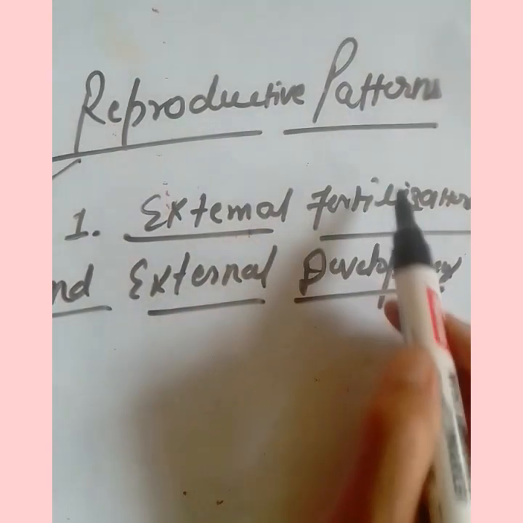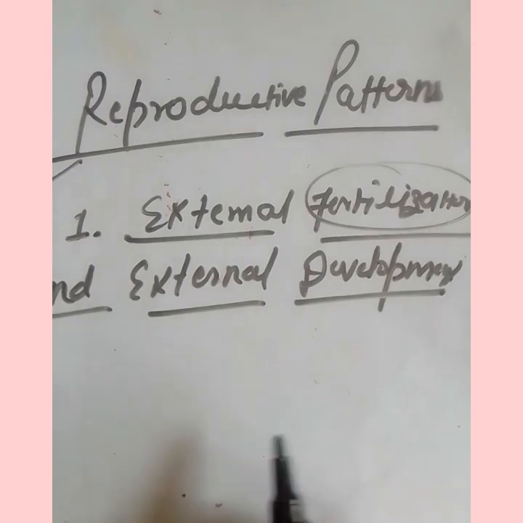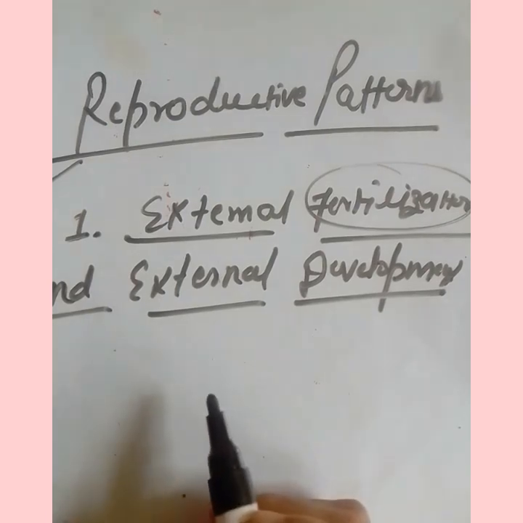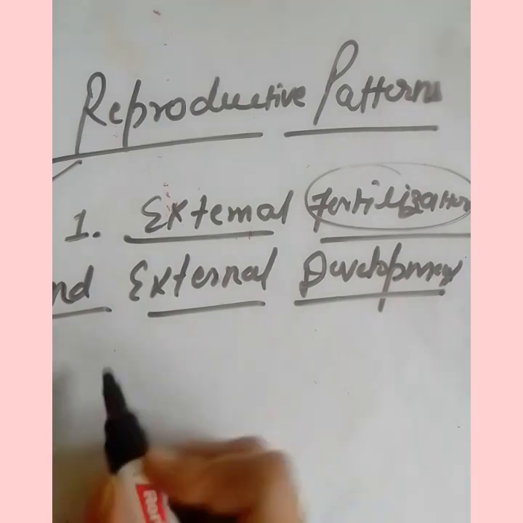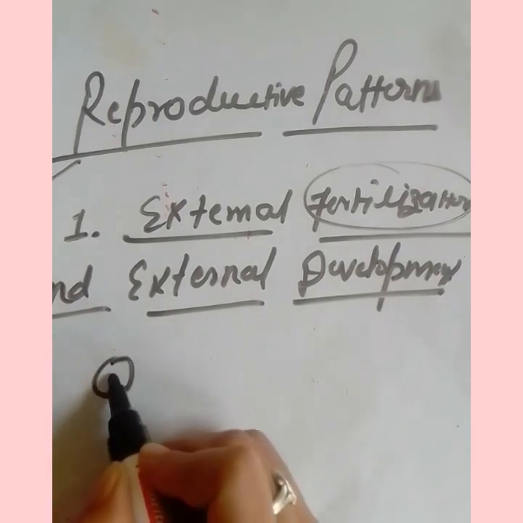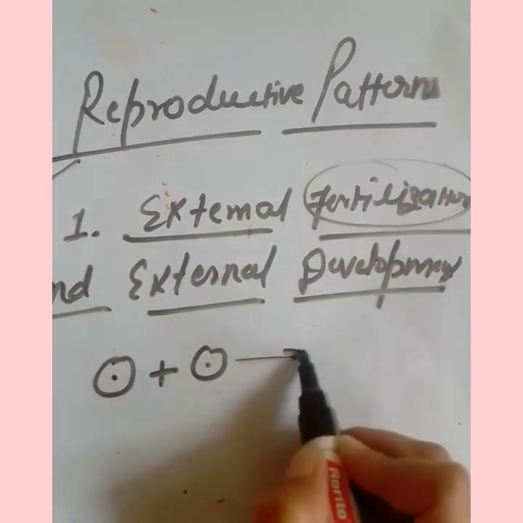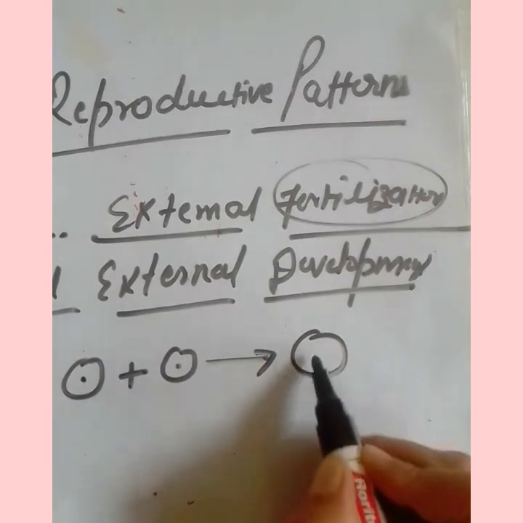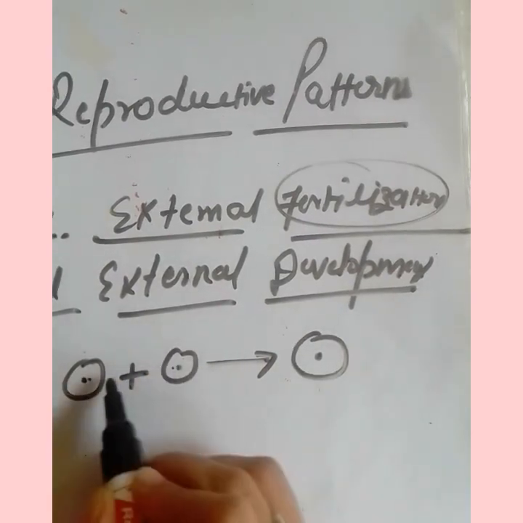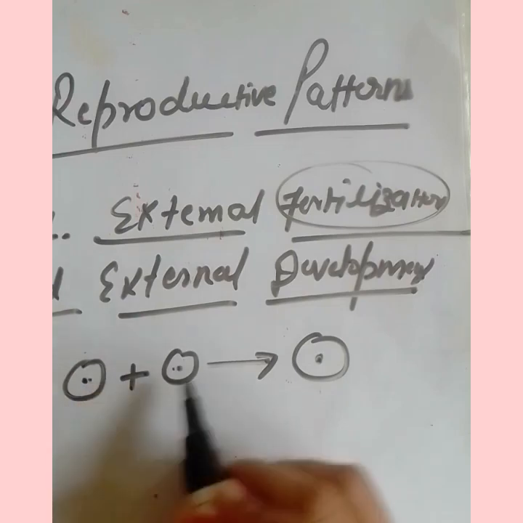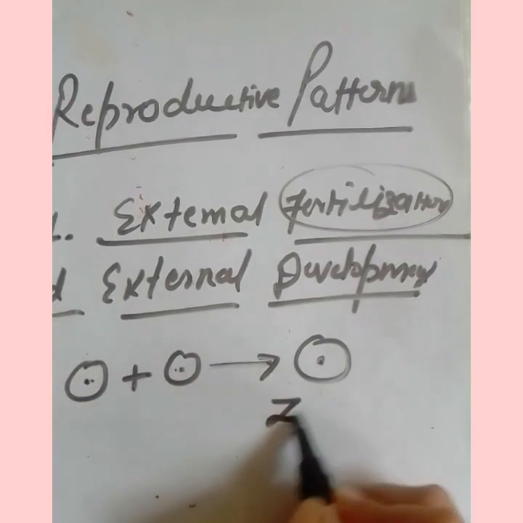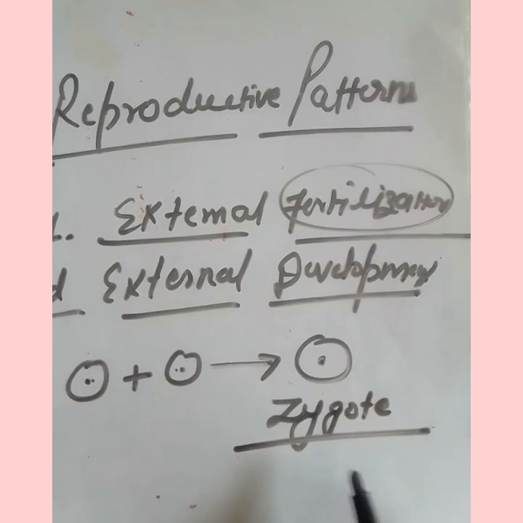First of all, you should know what fertilization is. I told you that when male and female gametes fuse together, a single cell is formed, that is called zygote, and the process is called fertilization. Like if this is the male gamete and this is the female gamete, they will combine and form one structure. Both the nuclei combine and become single, and two cells become single celled. This structure is called zygote, and this process is called fertilization.